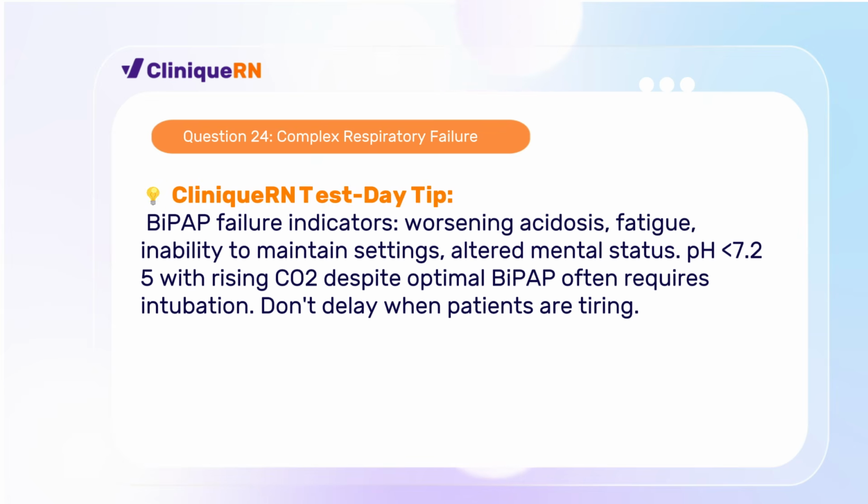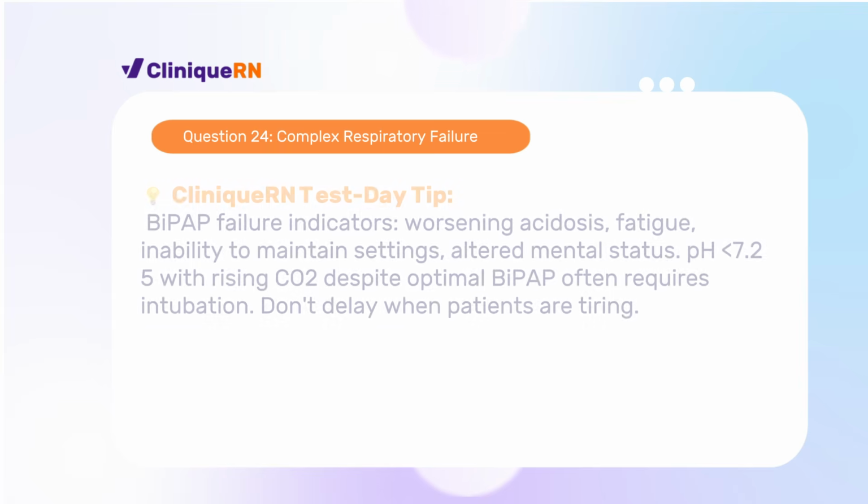Clinique RN Test Day Tip: BiPAP failure indicators: worsening acidosis, fatigue, inability to maintain settings, altered mental status. pH less than 7.25 with rising CO2 despite optimal BiPAP often requires intubation. Don't delay when patients are tiring.